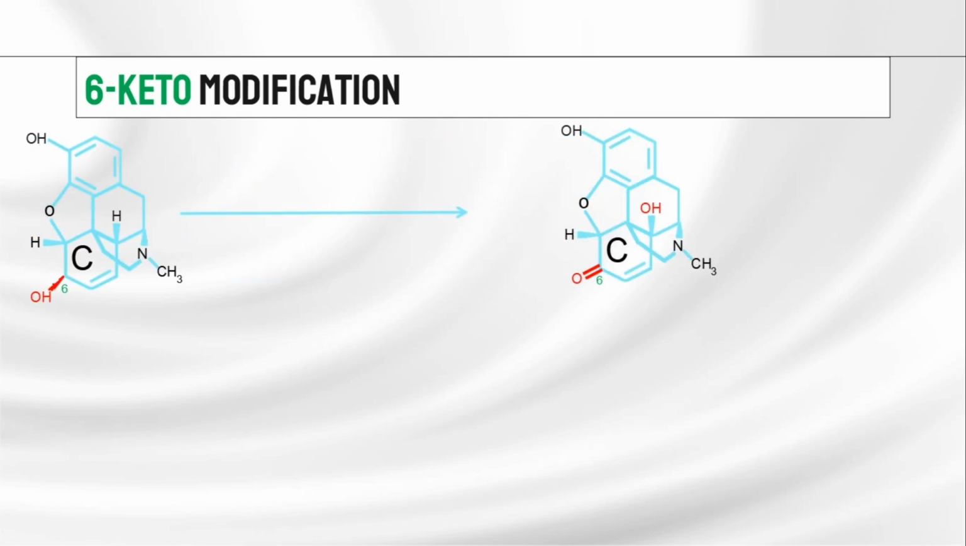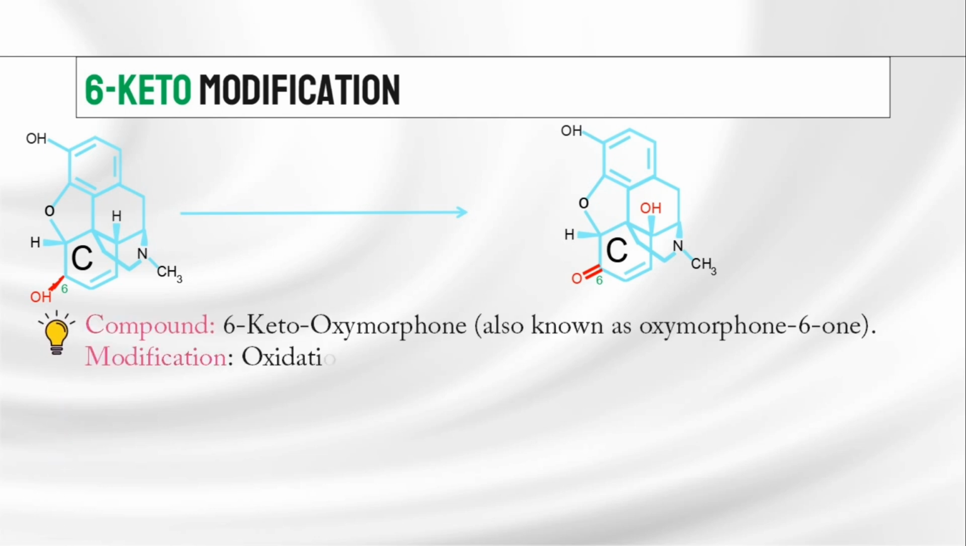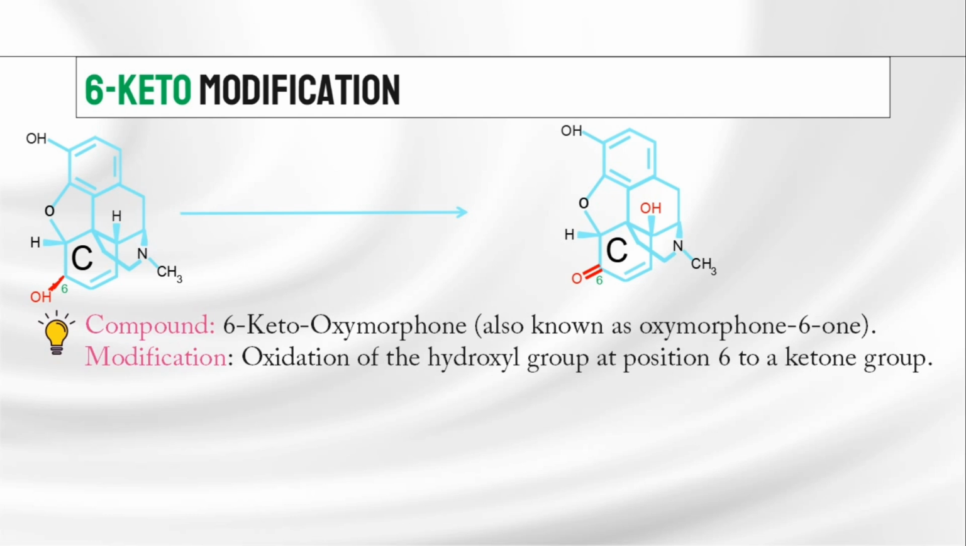This chemical modification involves oxidizing the hydroxyl group located at position 6 on the oxymorphone molecule, converting it into a ketone group, 6-keto-oxymorphone, a powerful derivative of oxymorphone, itself a potent opioid analgesic. Let's dive into what makes 6-keto-oxymorphone stand out compared to morphine.